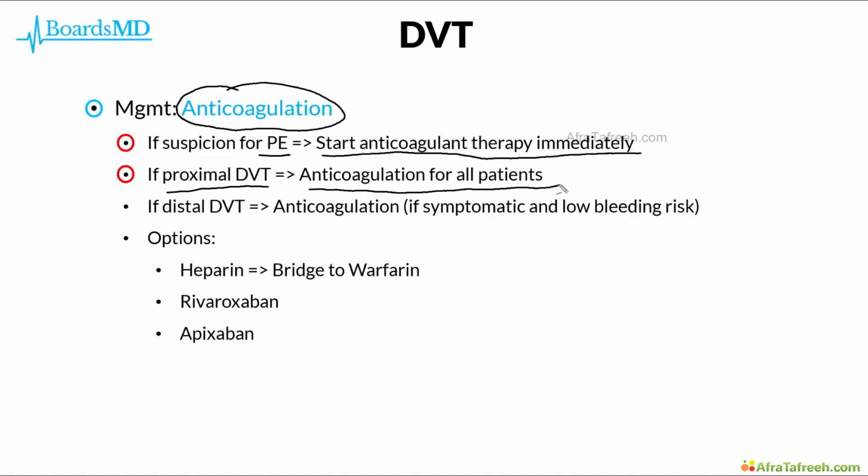these patients. In contrast, when it comes to those distal DVTs, meaning those which are originating below the level of the popliteal vein, we are only going to give anticoagulation in select cases, particularly in those patients who are symptomatic and who also have a low risk of bleeding.